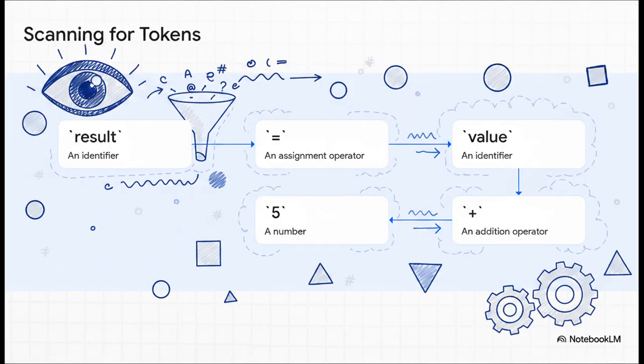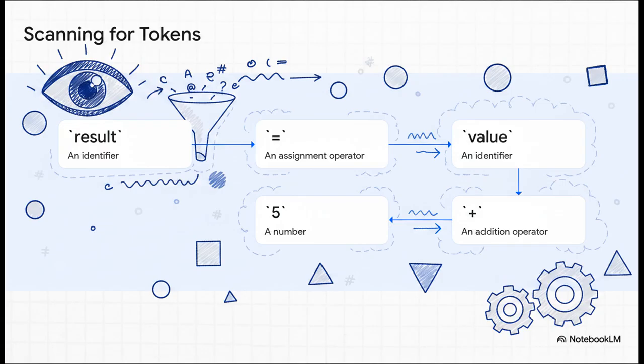Okay, so this first step has a fancy name, lexical analysis. All it really means is that the compiler scans along and groups the characters into what we call tokens. So it sees RESULT and goes, aha, that's an identifier, a variable name. It sees the equal sign and knows, okay, that's an assignment operator. It just keeps doing this for the whole line until that meaningless string of characters becomes a nice, orderly sequence of meaningful words.